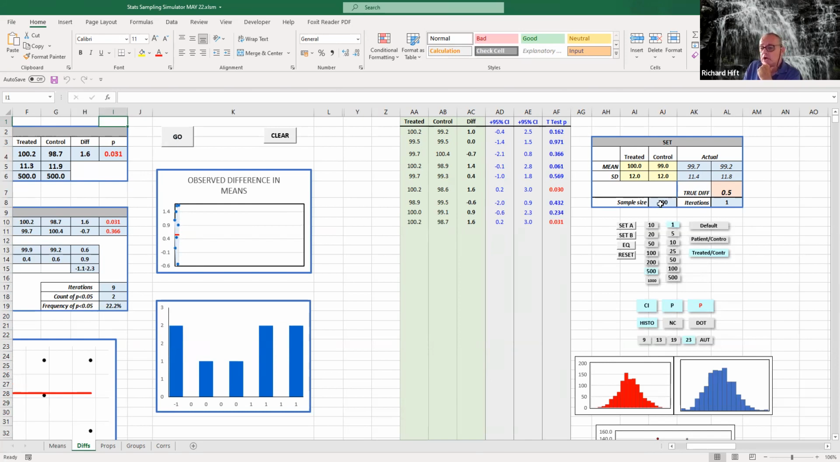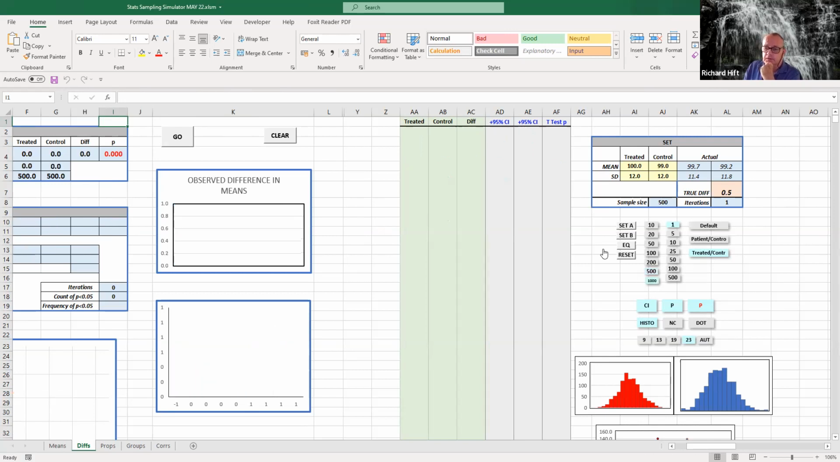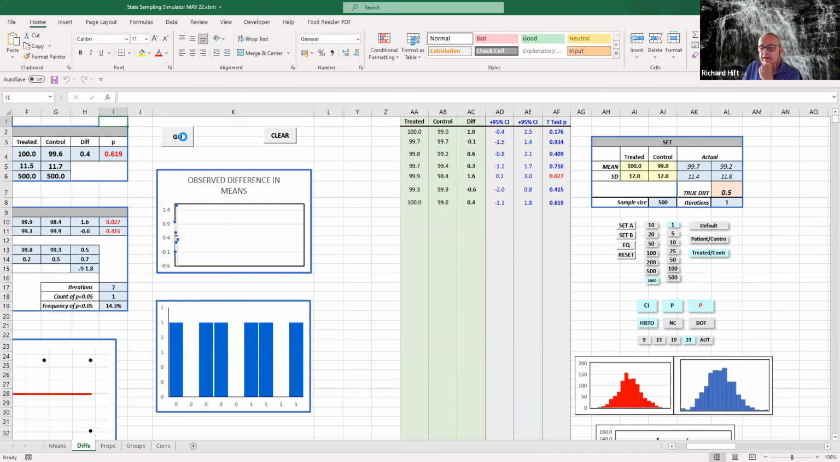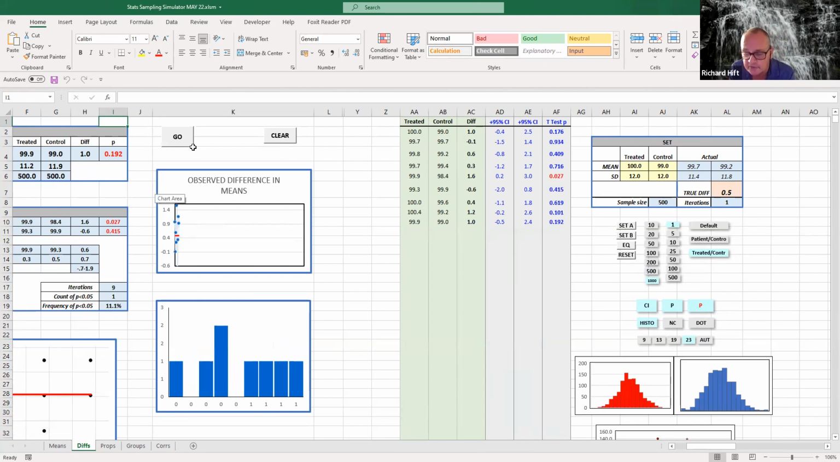It needed a much larger sample size of 500, but I'm still not picking it up reliably. So let's take a sample size of 1,000. Okay, and we do it again. Not significant, not significant. I'm starting to pick it up again, not very reliably. So even a sample size of 1,000 is not really doing it.